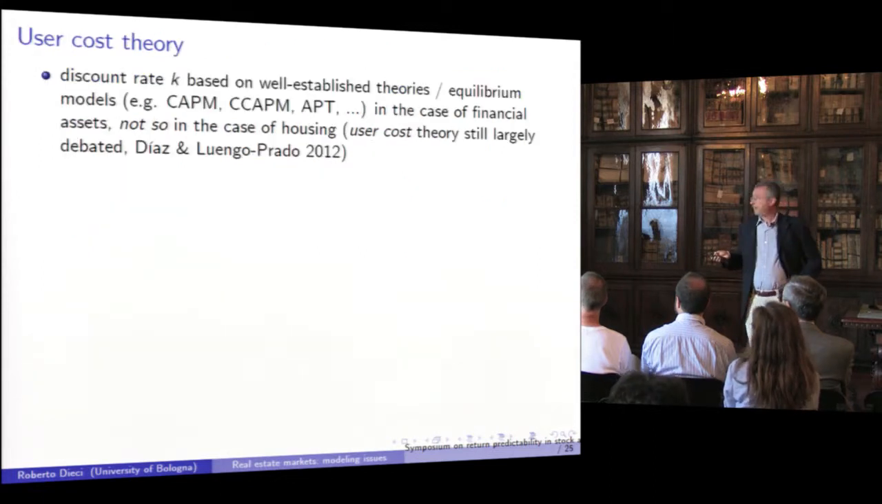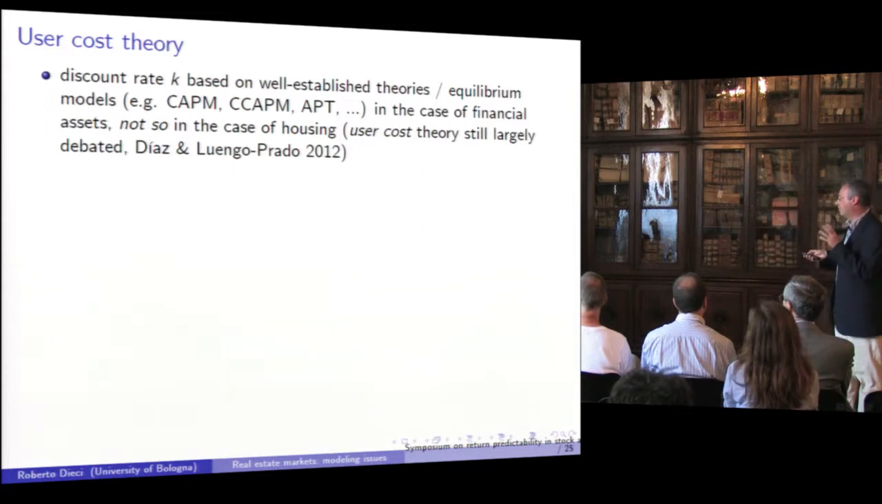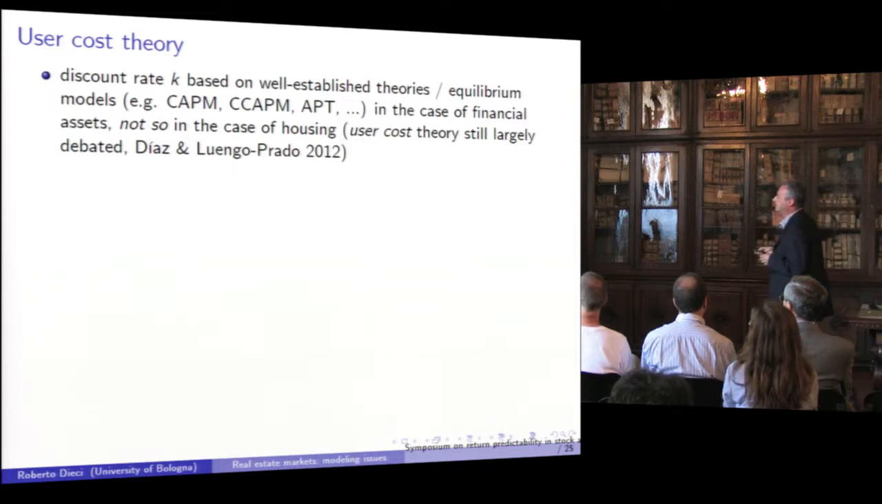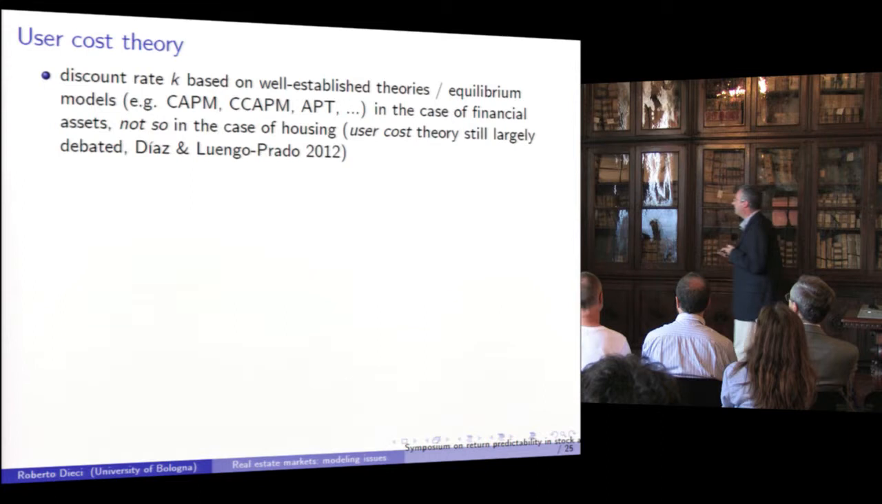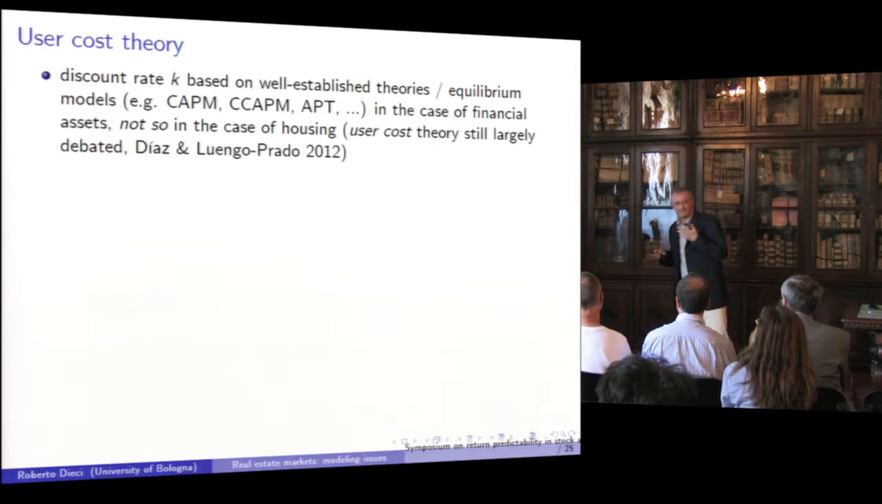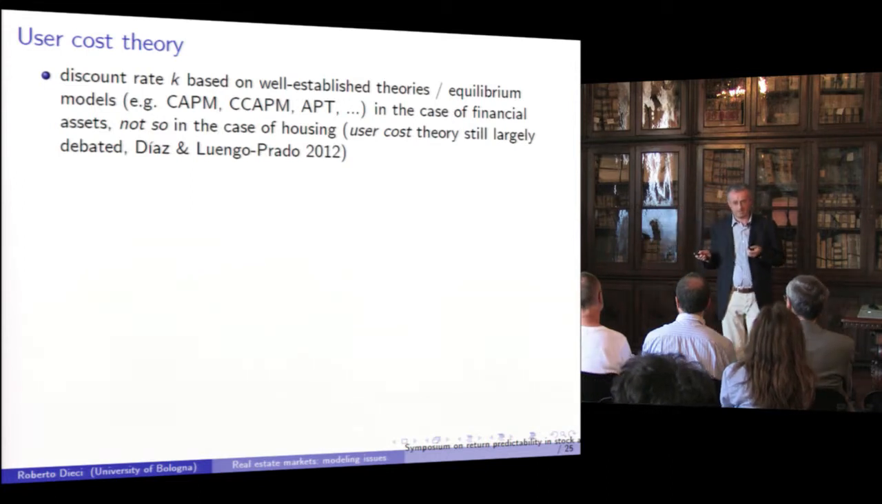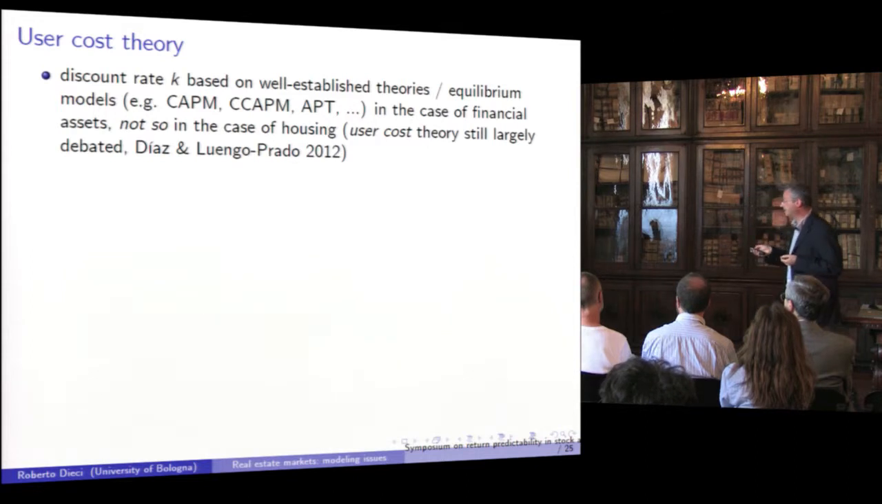What are other issues? Roughly speaking, because we may discuss this, in the case of asset markets, the discount rate K is based on well-established theories and equilibrium models. But in the case of housing, things are different because the user cost theory is still largely debated. There is even disagreement about what the user cost is. If you look at the recent literature, you see this.